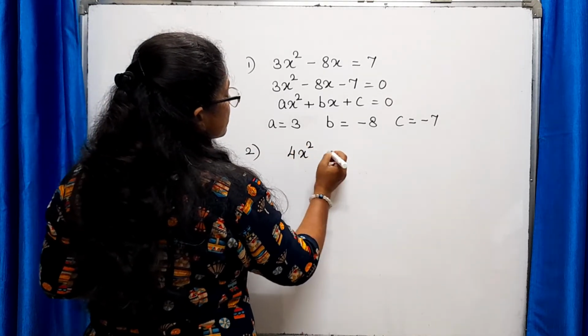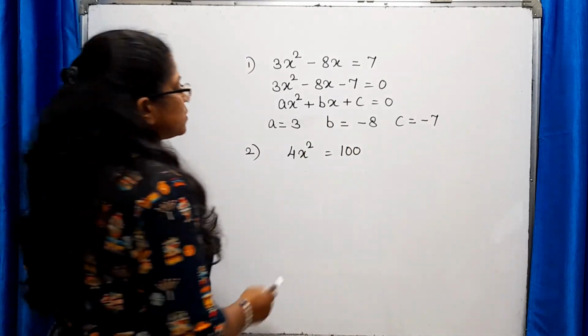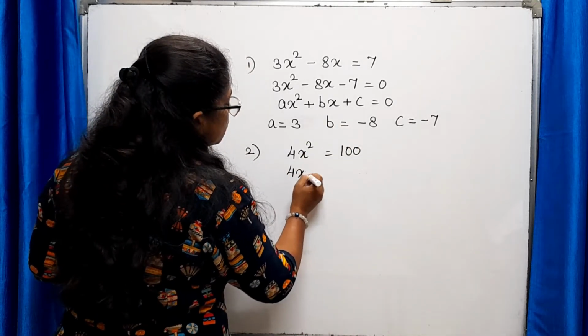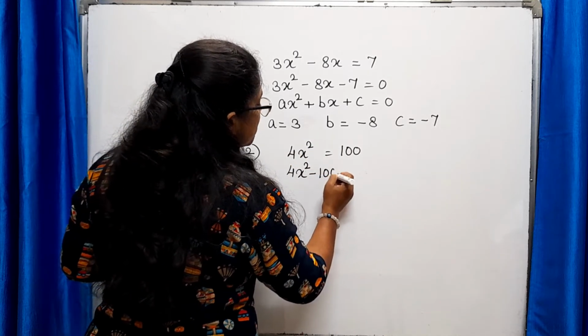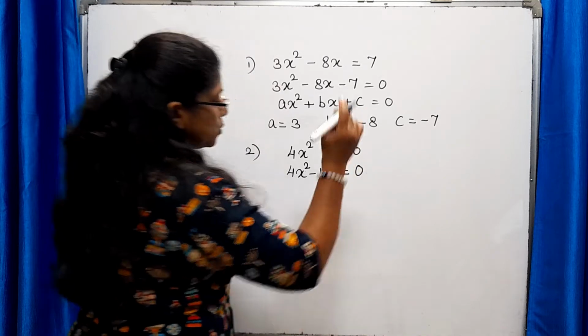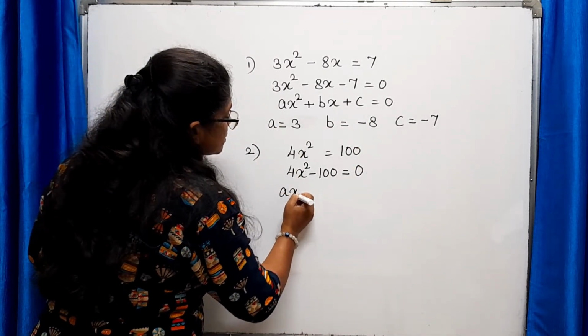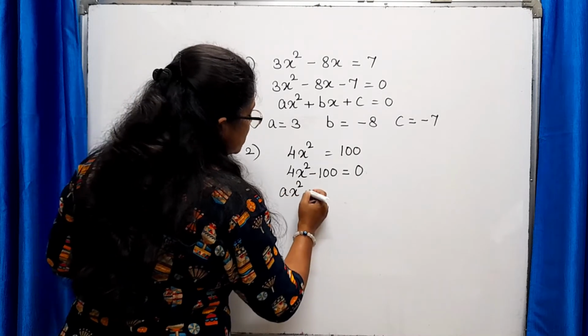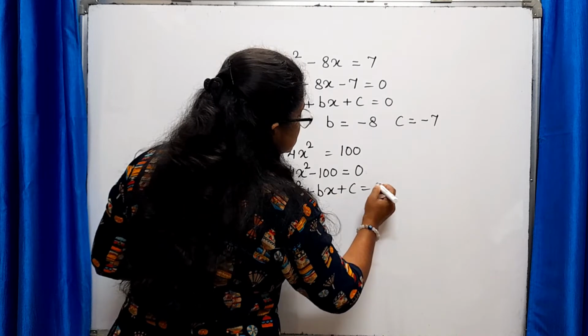4x square is equal to 100. Okay. Let us bring all the terms on LHS. 4x square minus 100 is equal to 0. Now in this case, if we compare this with our standard quadratic equation, that is ax square plus bx plus c is equal to 0.